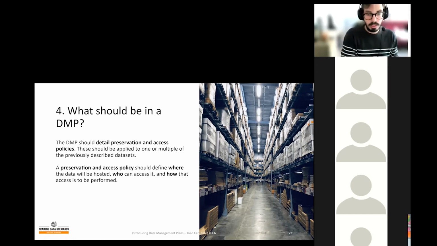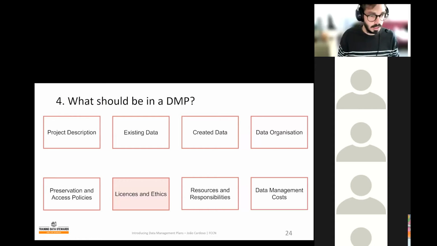So for each set of data, or let's call it the data set that you create, you should have in mind that you will need to enact a preservation and access policy. And preservation and access policies can be as simple as, okay, we're just going to allow everyone that wants to access our data, or we won't allow anyone to access our data. But the definition of the policy must exist. There mustn't be ambiguity in it.